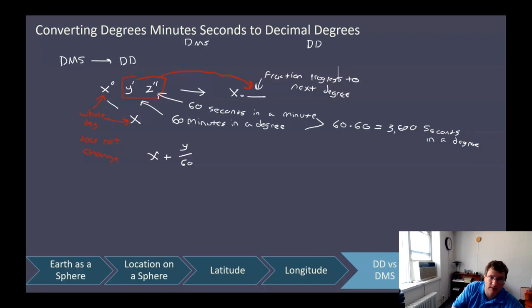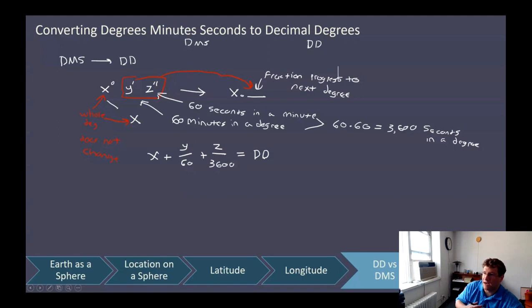So we can take that information and say we have gone y over 60 toward the next degree, but we also went z over 3,600 toward the next degree. If we do this, the whole degree plus minutes over 60 plus seconds over 3,600 will give us our decimal degrees.